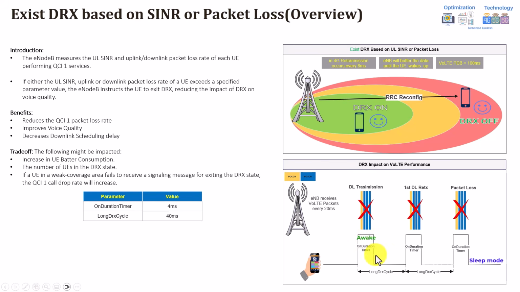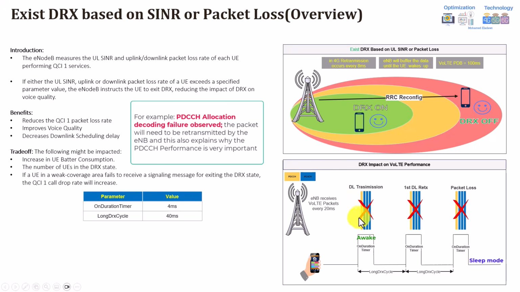So now the eNodeB will buffer the packets until the user goes to the on duration timer. As you can see, this on duration timer is 4 milliseconds. So the user is awake for 4 milliseconds only and is waiting for the eNodeB to start transmitting data. So the eNodeB now did that downlink transmission. As you can see here, this is the PDCCH and this is the allocated, for example, packets and PDSCH resources in general.